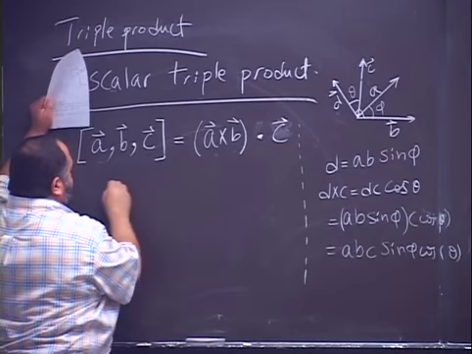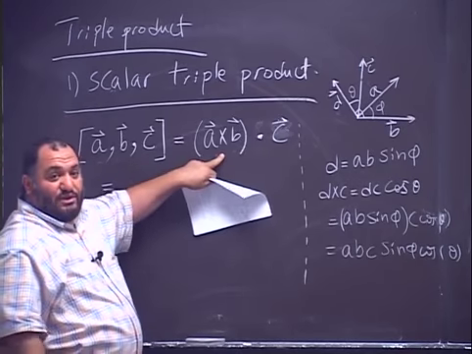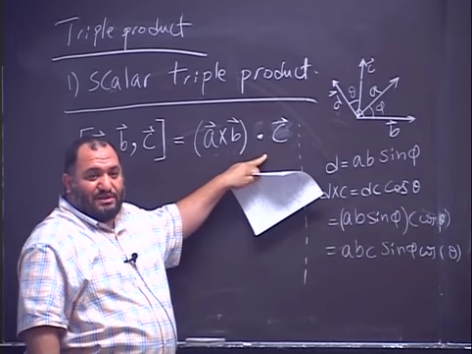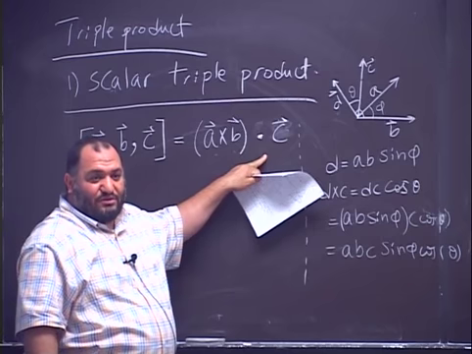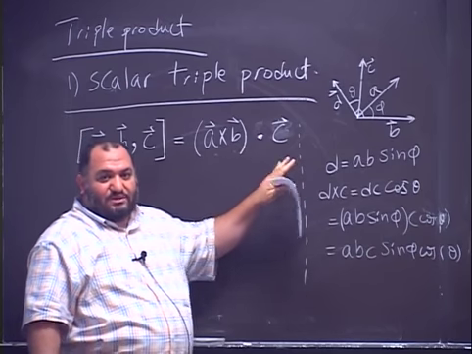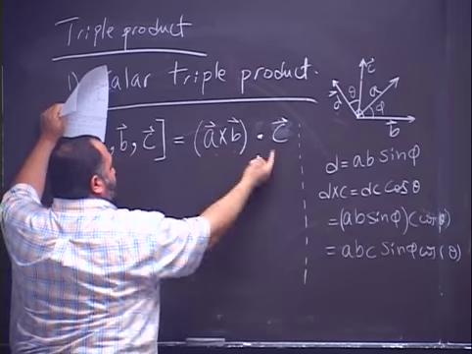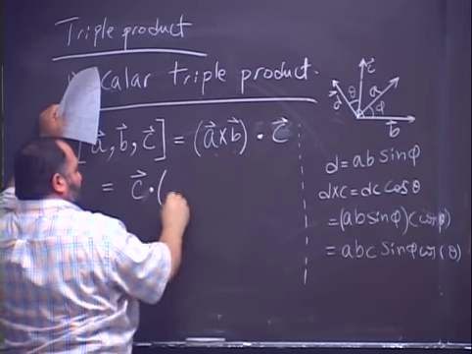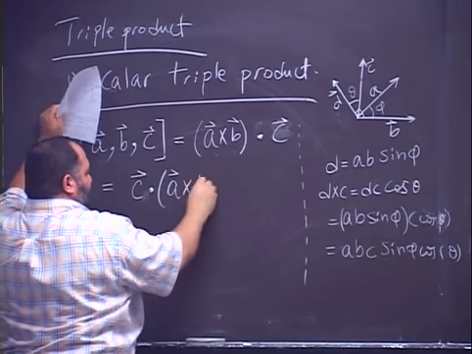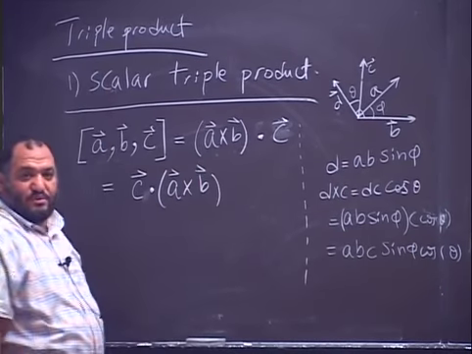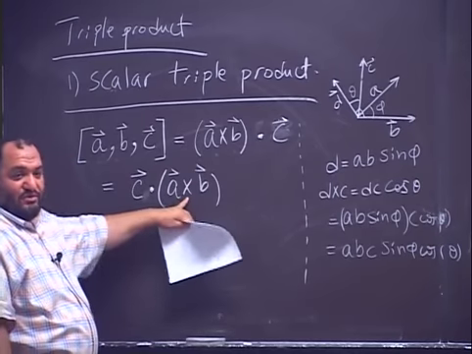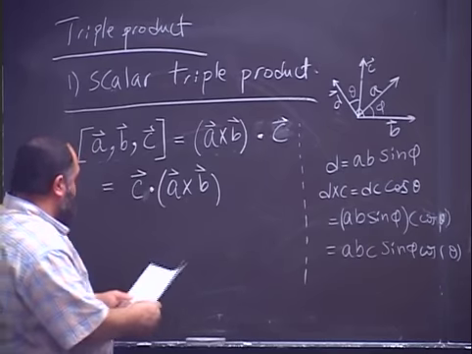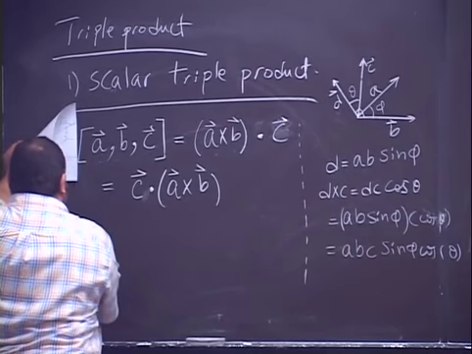Of course, we knew that this is a vector and this is a vector and this is the dot product. We knew that the dot product is commutative. So we can flip the direction and it will be C dotted with A cross B. Because this is a vector and this is a vector, and the dot product between both is commutative, we can exchange it.